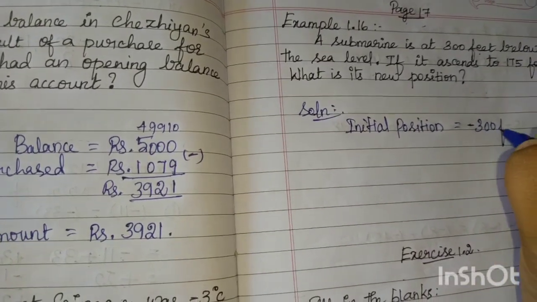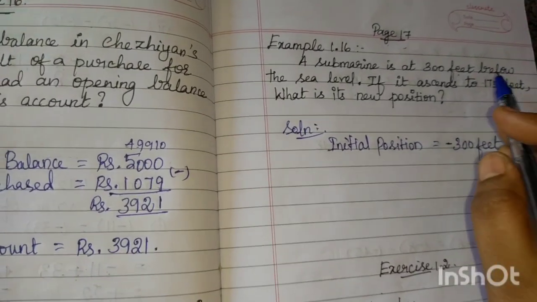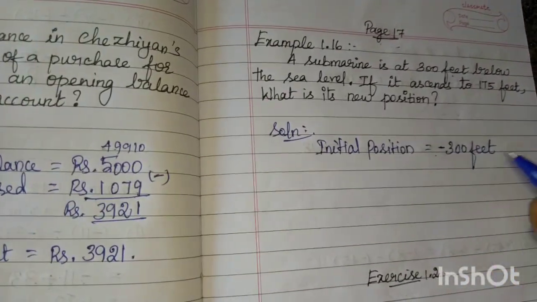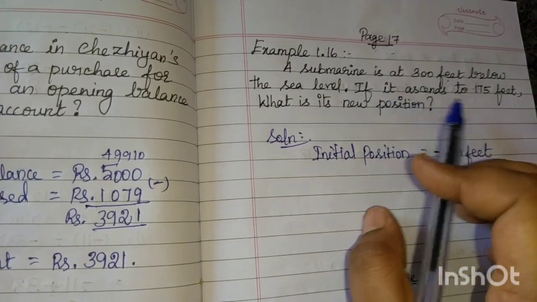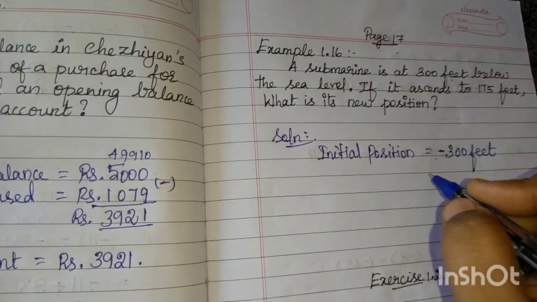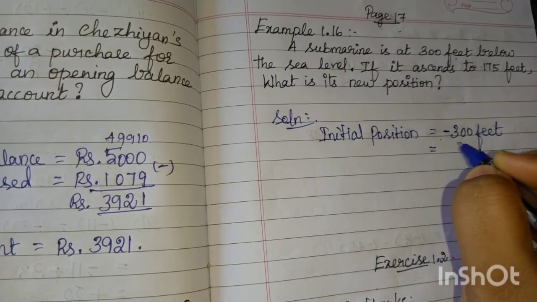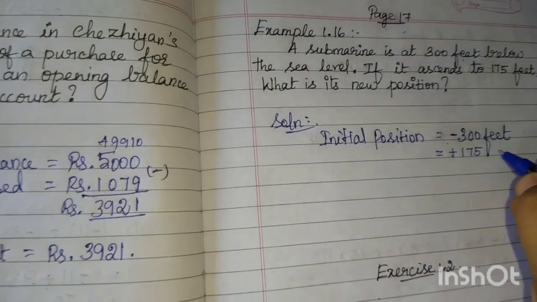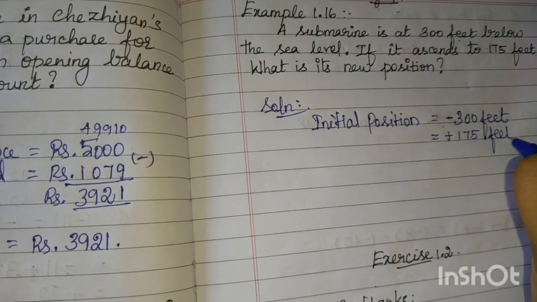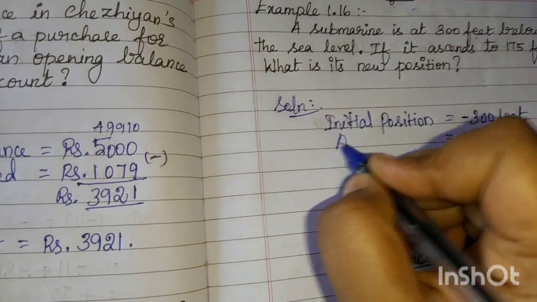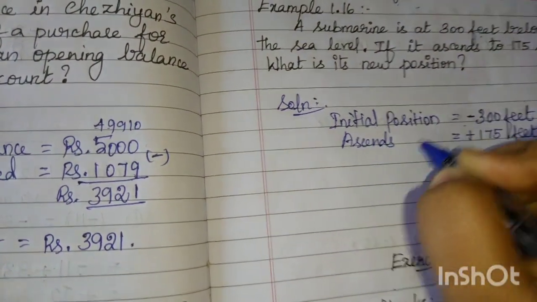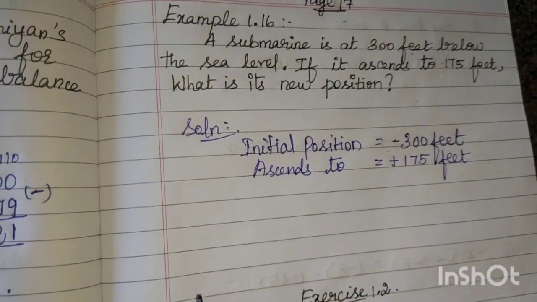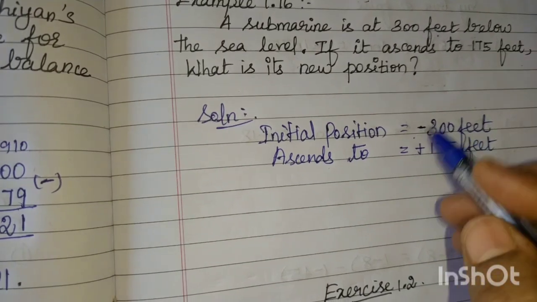Are you clear children? Why am I giving the negative symbol here? It's below, so I am giving the negative. Above means I will give the positive. Okay, next, if it ascends to, ascends means move up, I said. So up means we just want to give the plus 175 feet. Here you write ascends to. Okay, are you clear?